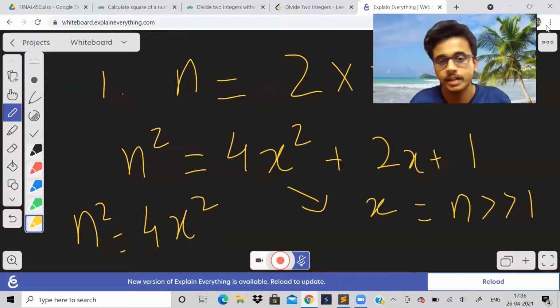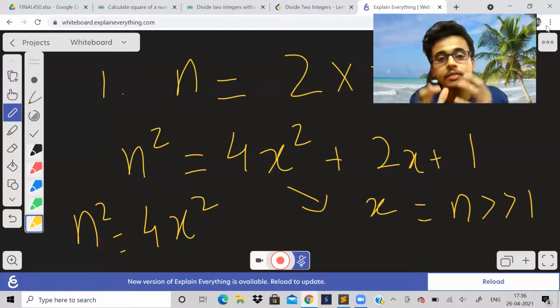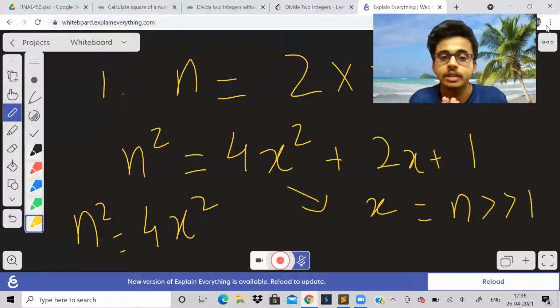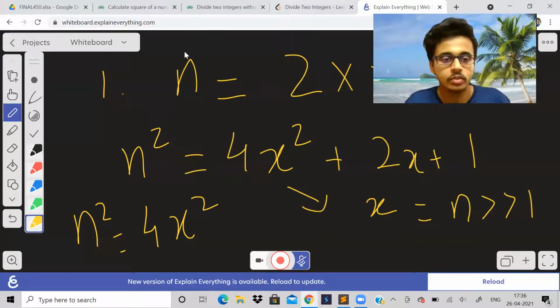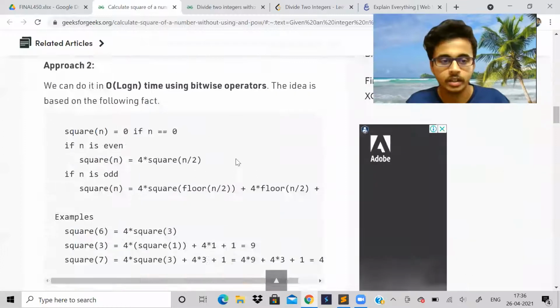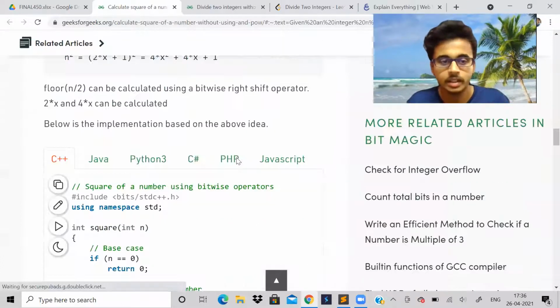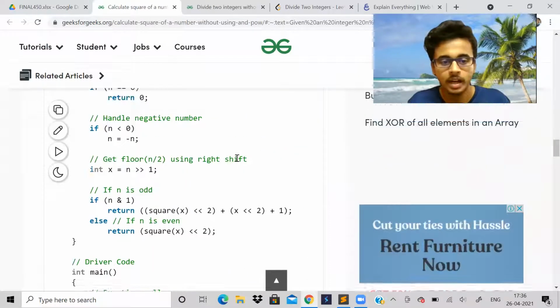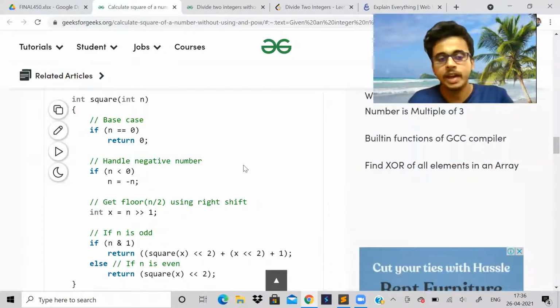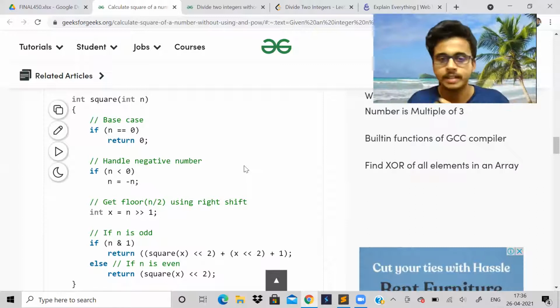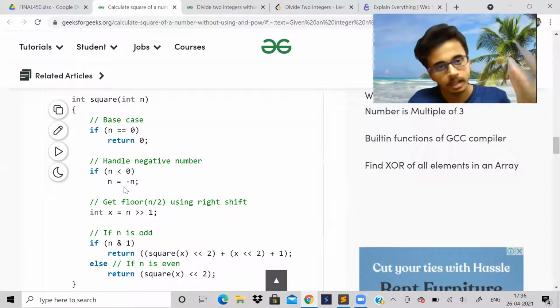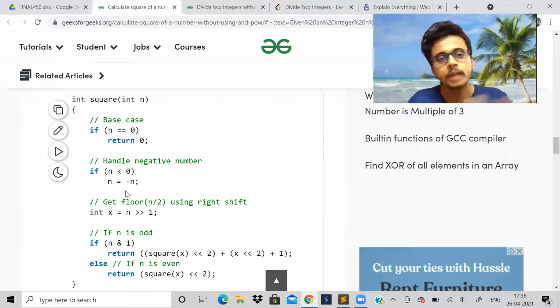So only two conditions are there. If n is even, n is odd. And one more condition is if n is negative, make it positive. So this GFG code over here, it is very much understandable. You can read the code and understand. See, if n is equal to 0, that is the base case, return 0. If n is negative, make it positive. Make n equal to minus n.